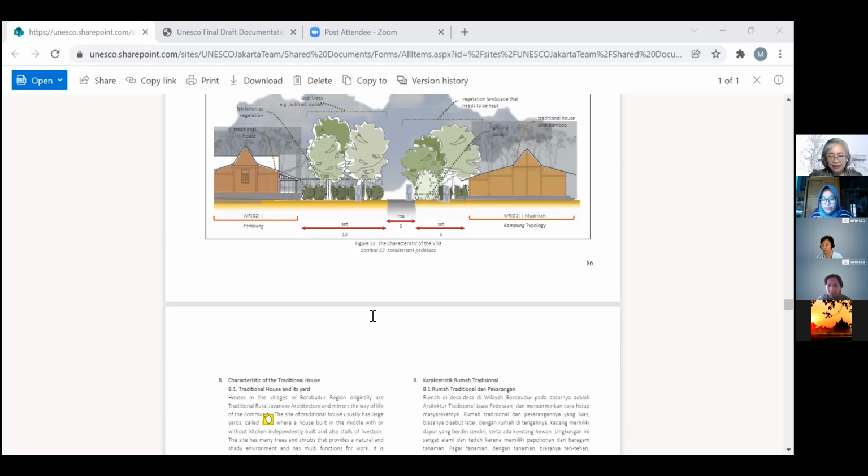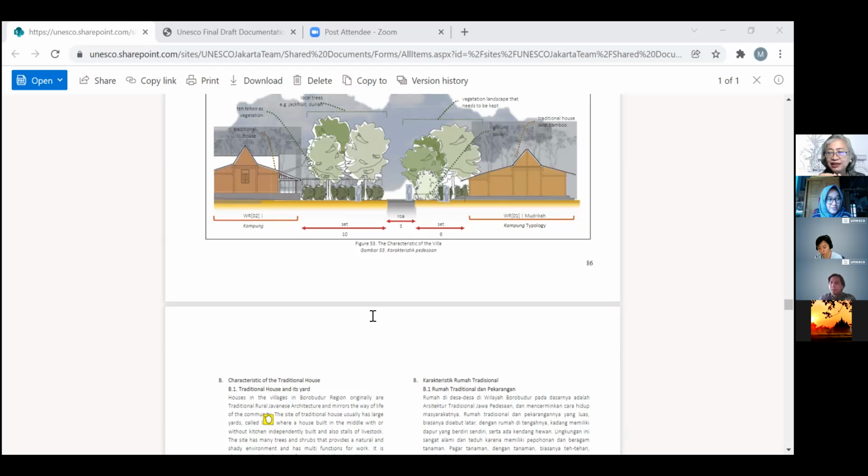And then within the house itself, we have to make it like a drawing stating that the type of the roof is only 2 actually. The 2 are limasan and kampung. This is the type that we found in there. Although they have changed the underneath, usually the roof is always limasan or kampung.